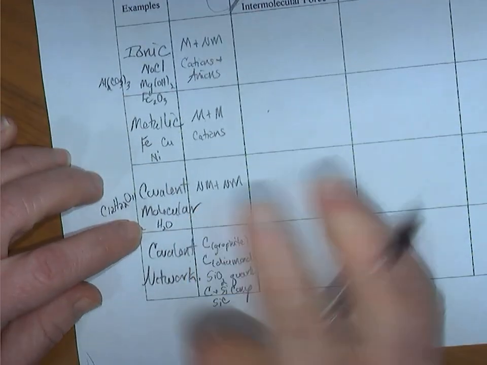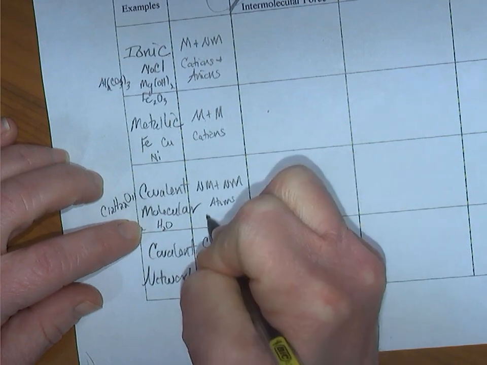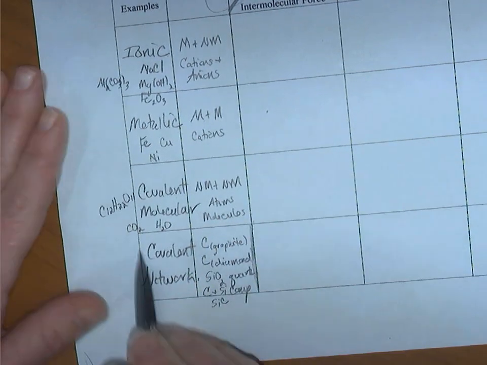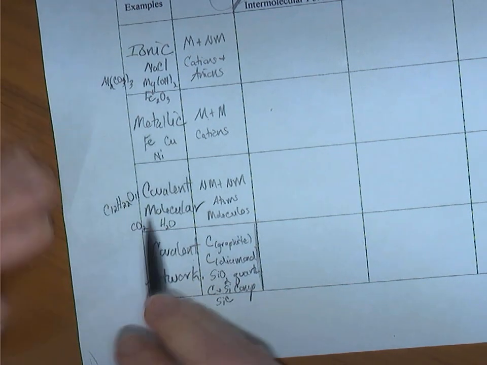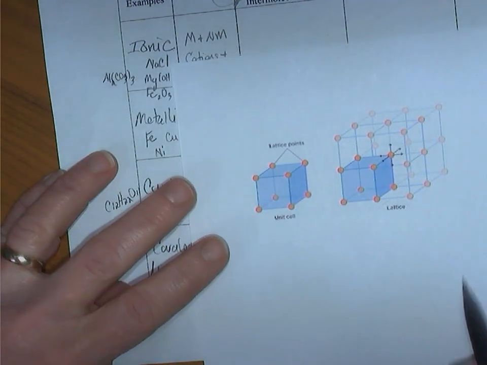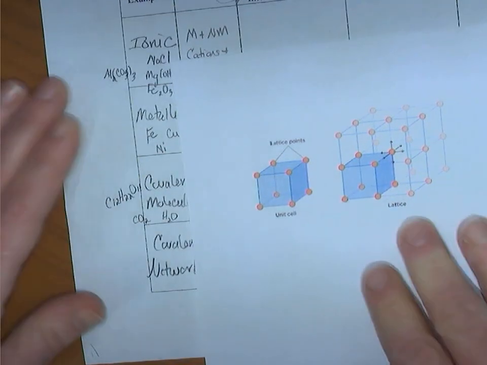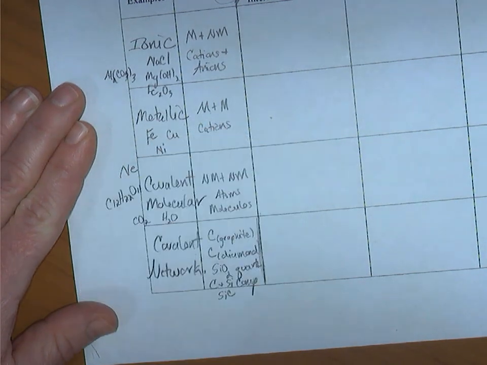Covalent molecular, they're going to be atoms or molecules. So I didn't give you any examples of a covalent molecular that would just be made of atoms at the unit cell. But for example, if we would have solid neon, it would be neon atoms that would be taking up the position of the unit cell. So I'll add that to our examples.